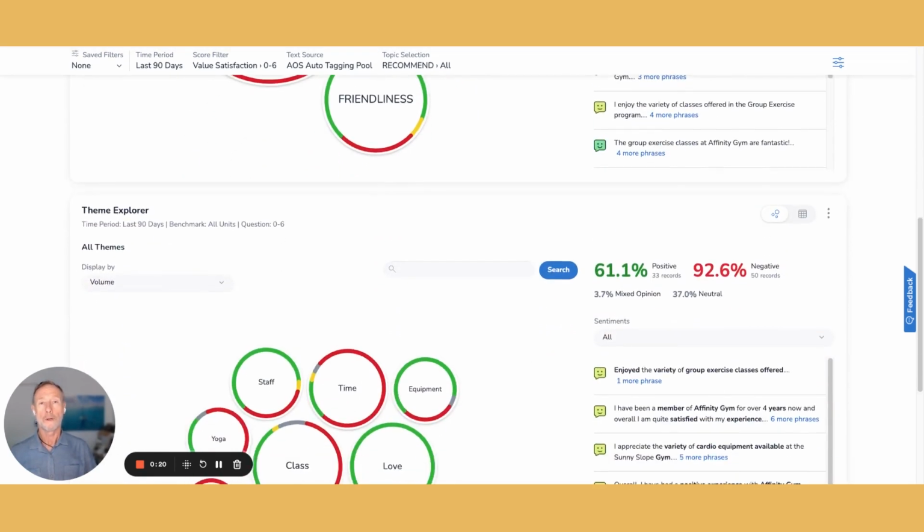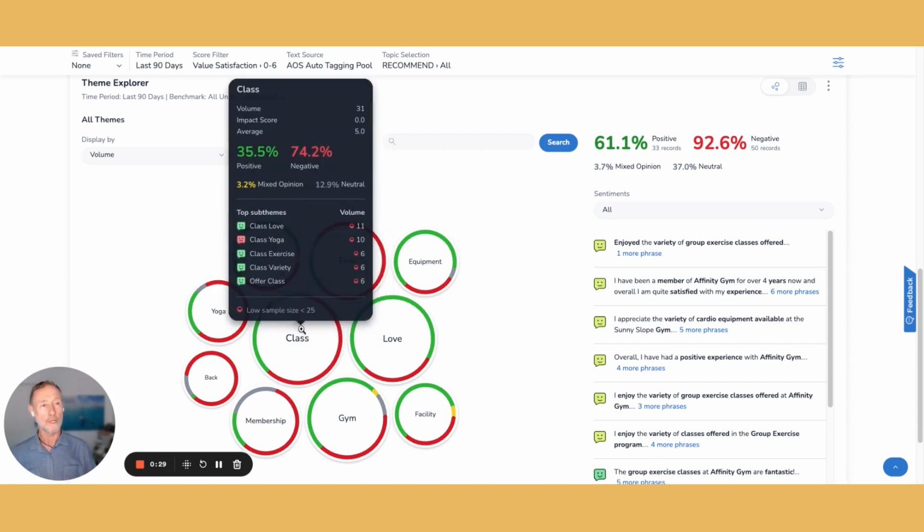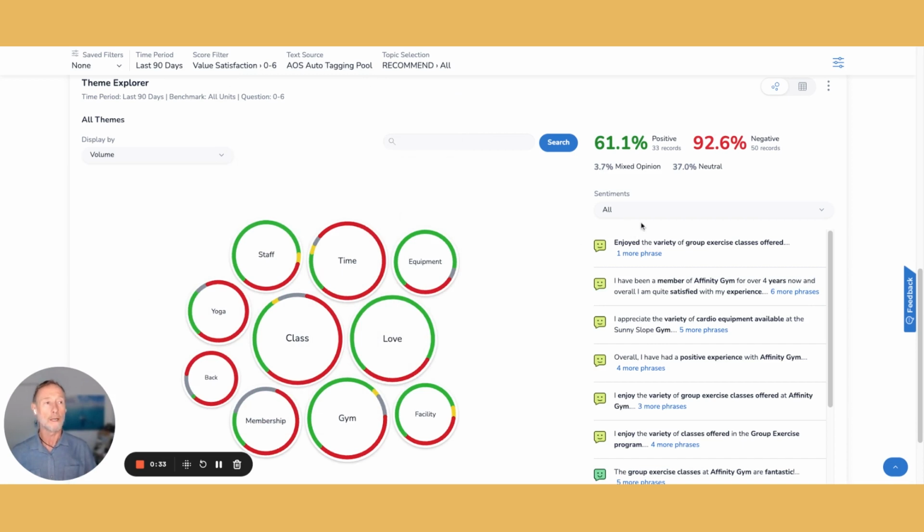But themes is what we're going to focus on today, because that's, to me, the most important section, because these are words that are coming up through the membership. So members are mentioning, for example, class or love or gym or membership regularly in their comments. And we want to explore that. And that's the whole idea of this section, is to explore arising themes.